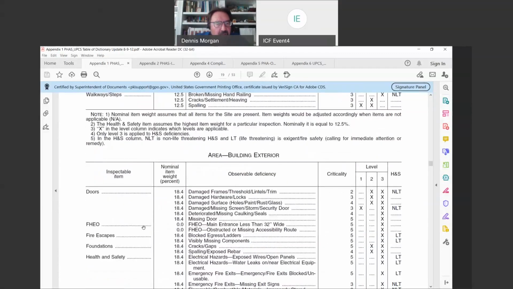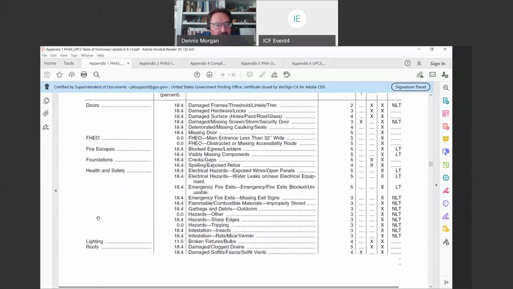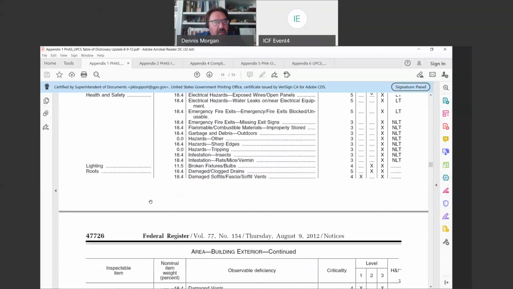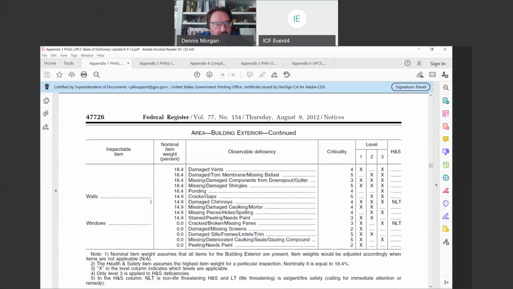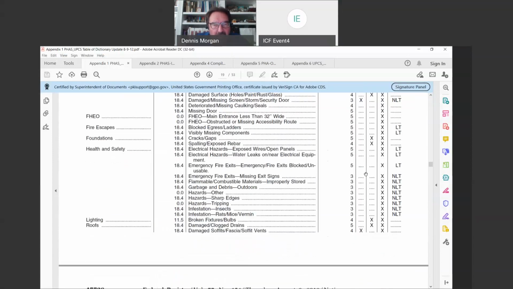Building exterior, looking at your doors, looking at these fire escapes, looking at these foundations, health and safety issues as well. You're going to see these health and safeties continue to repeat. And looking at these 5s and looking at these health and safety issues because it has massive points associated with it as well. Looking at your lighting, looking at your roofs, walls, and windows on the building exterior and looking for these 5s. And you'll see over here where that FHEO has a 0-point value tied to it. So it doesn't take away points, even though you might be cited on it as well.